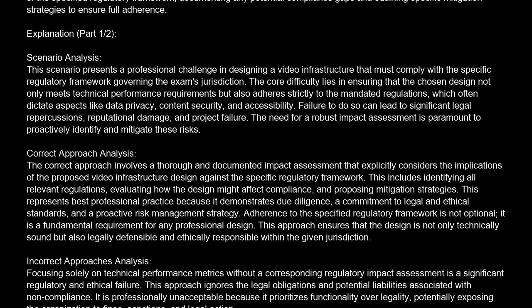This approach ensures that the design is not only technically sound, but also legally defensible and ethically responsible within the given jurisdiction. Incorrect approaches analysis. Focusing solely on technical performance metrics without a corresponding regulatory impact assessment is a significant regulatory and ethical failure. This approach ignores the legal obligations and potential liabilities associated with noncompliance. It is professionally unacceptable because it prioritizes functionality over legality, potentially exposing the organization to fines, sanctions, and legal action.